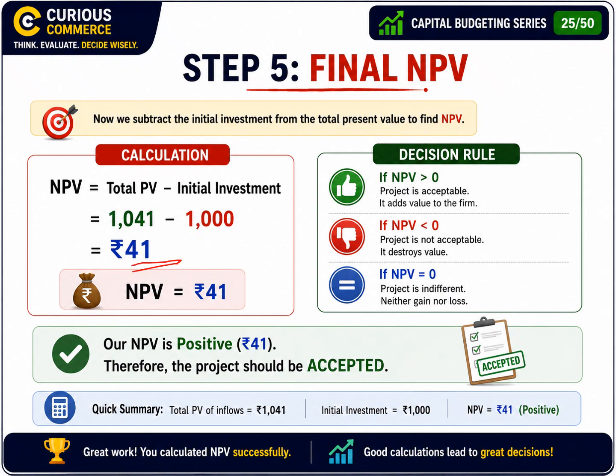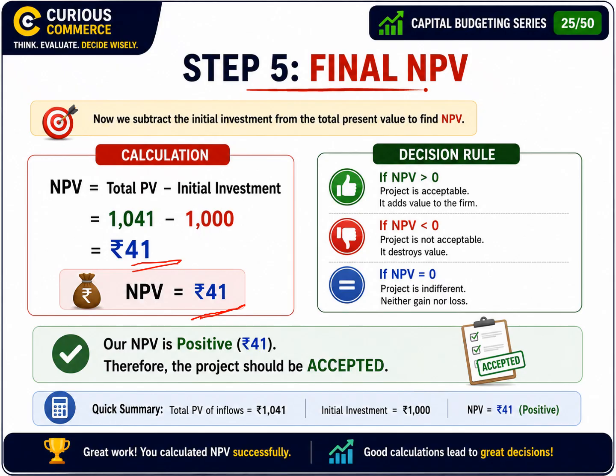This means after recovering investment and considering time value of money, the project still gives extra value of 41 rupees. That is the NPV, net present value. That extra value we call the net present value.